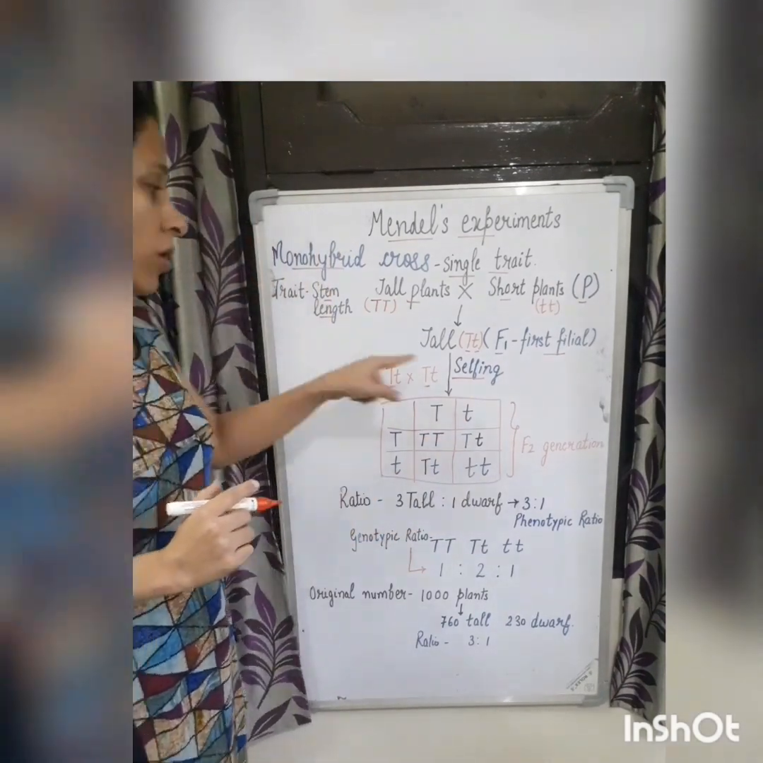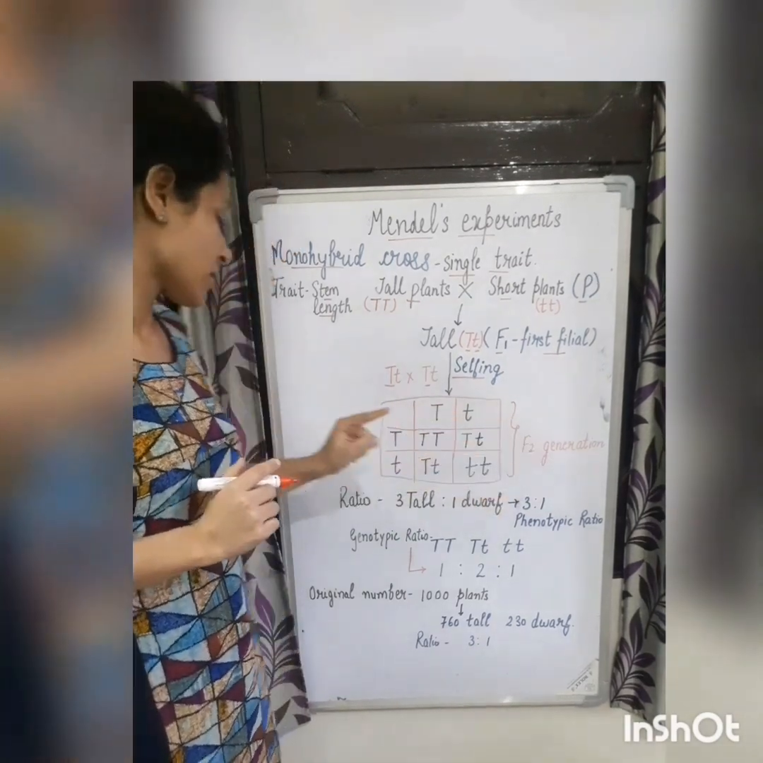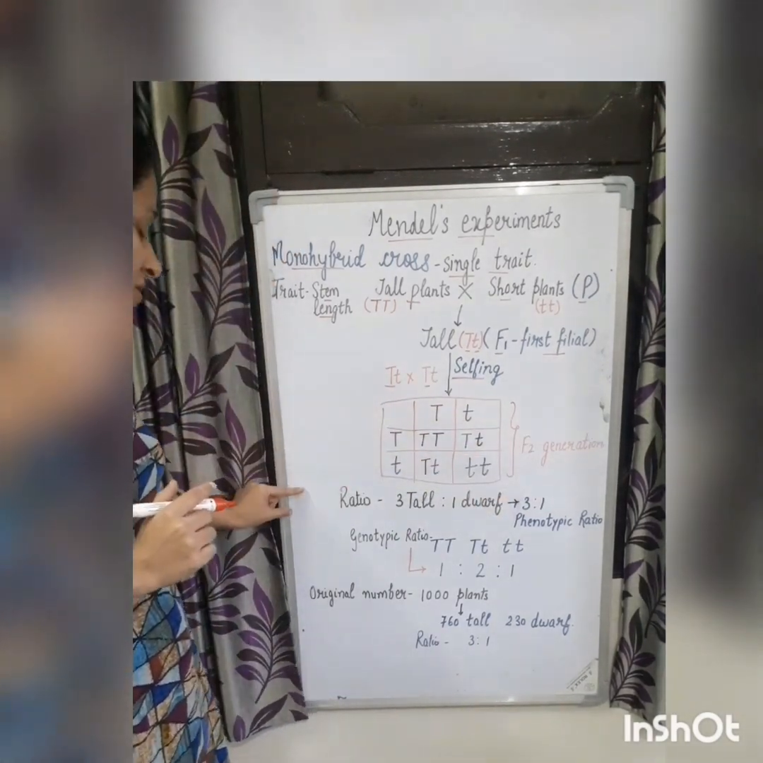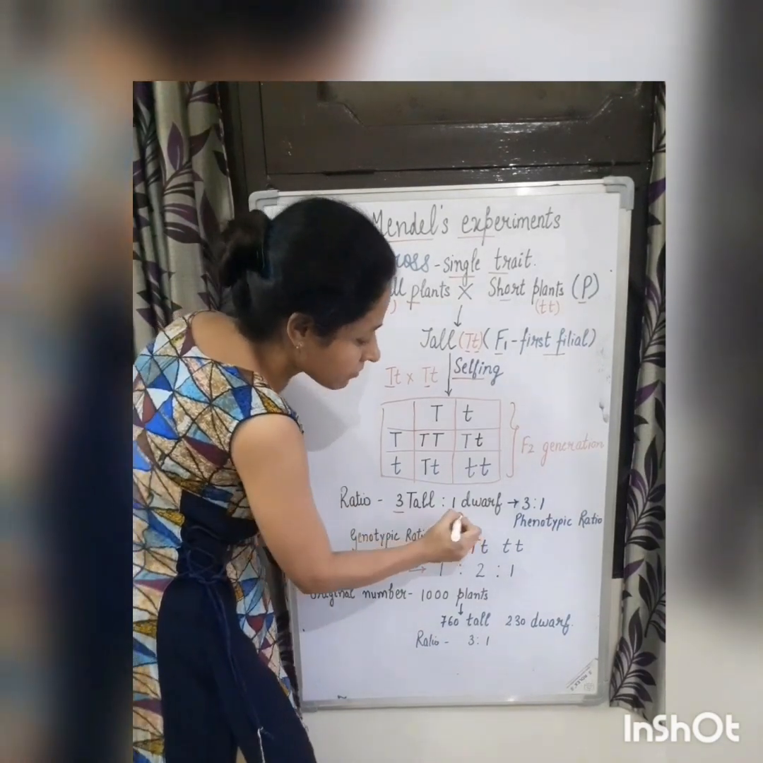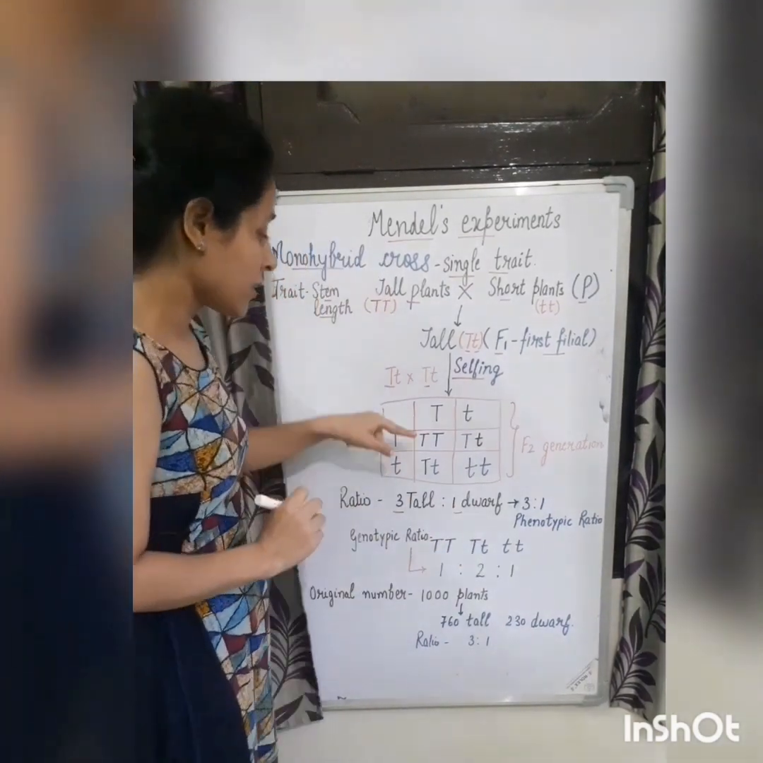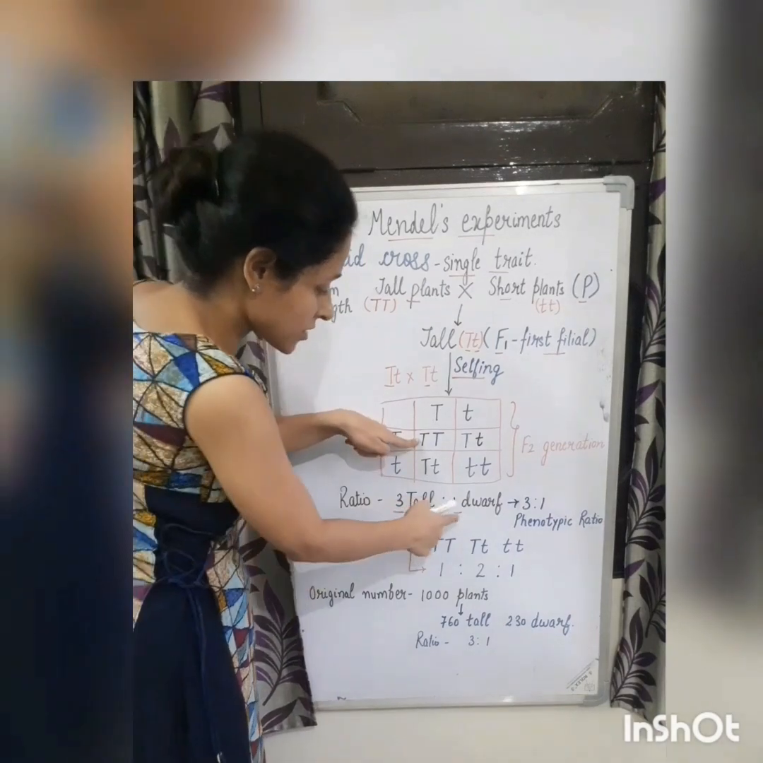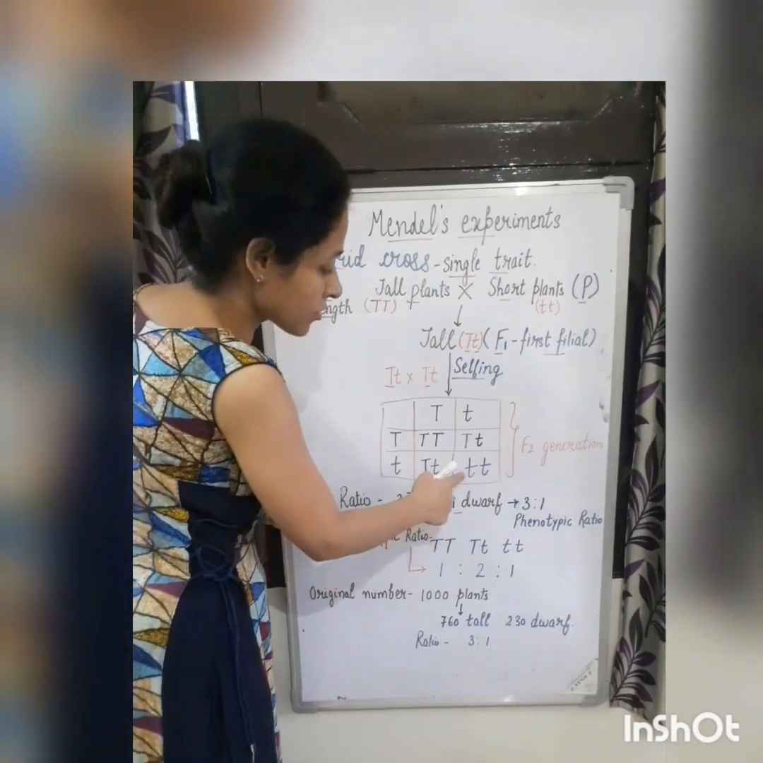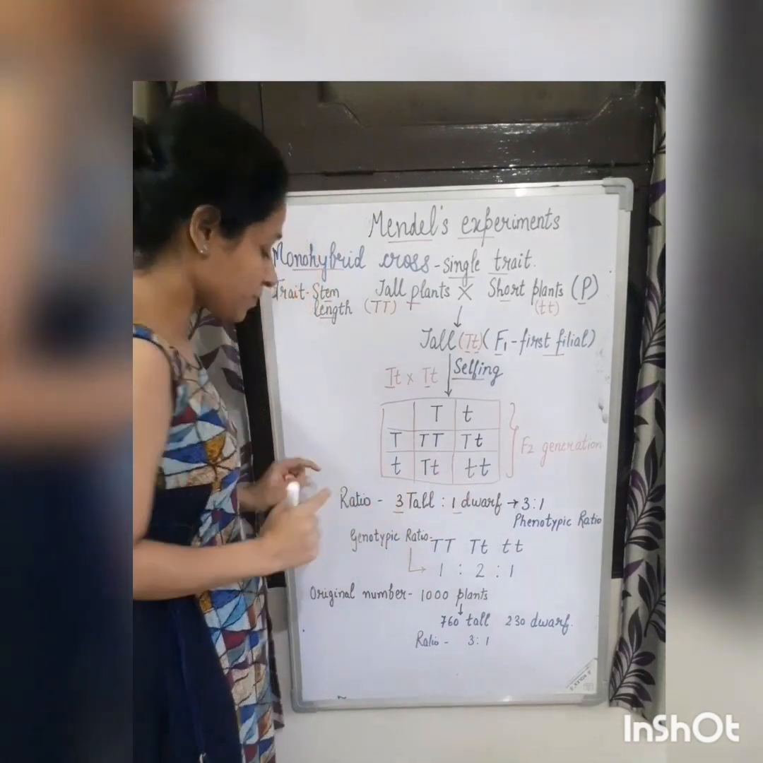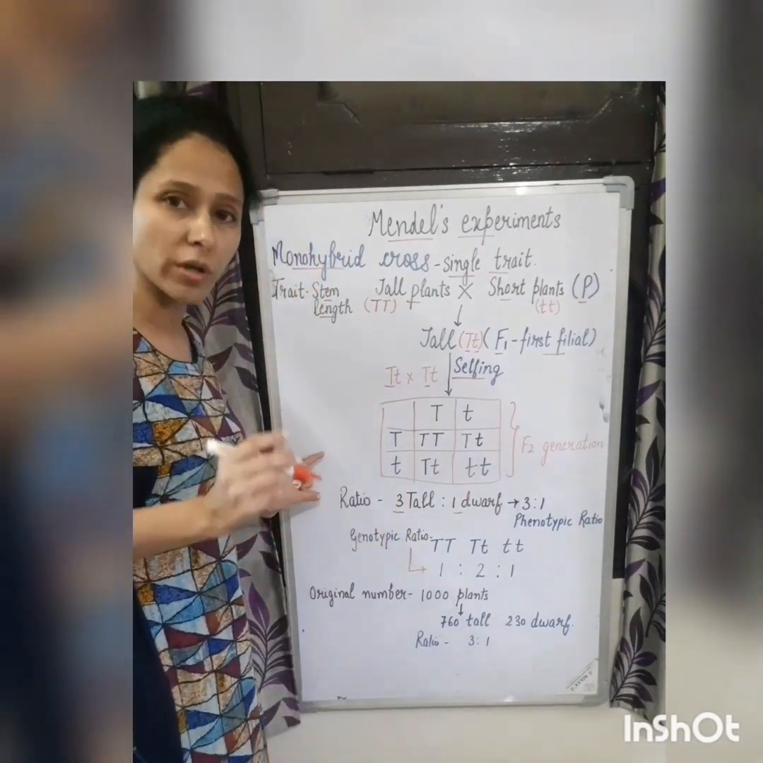This was called the F2 generation, and the result observed was in the ratio of 3 tall to 1 dwarf plant. Capital T was considered tall, and dwarf was considered for the small letters. So this was the phenotypic ratio.